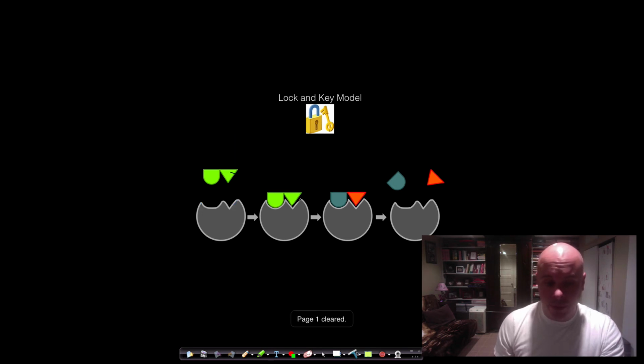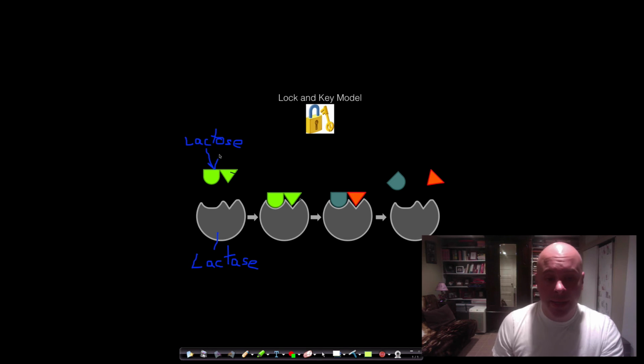Let's try to make it a little bit more specific. So let's say this enzyme is lactase, and this substrate here would be lactose. You may have heard of this before. You may have heard some people being lactose intolerant. What that means is their digestive system can't break down lactose.